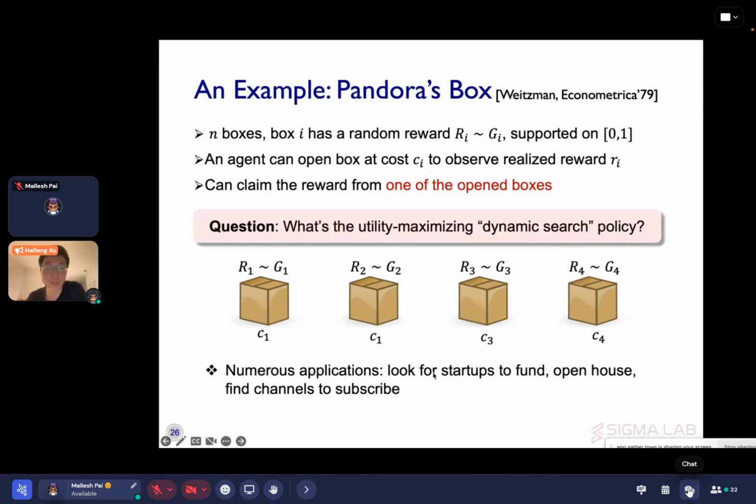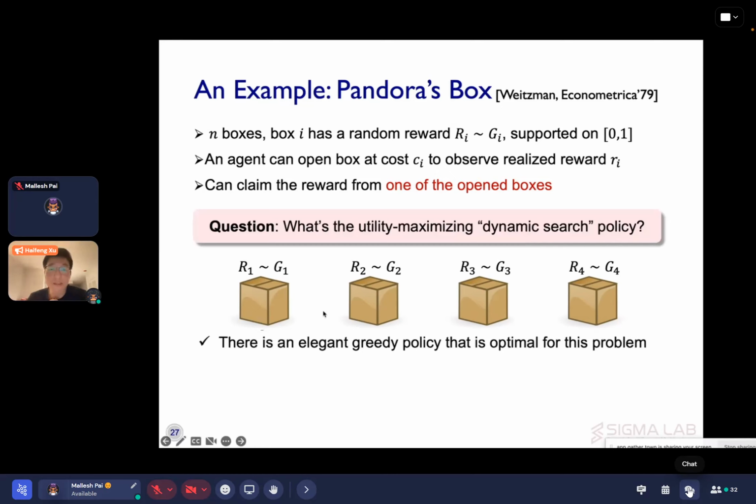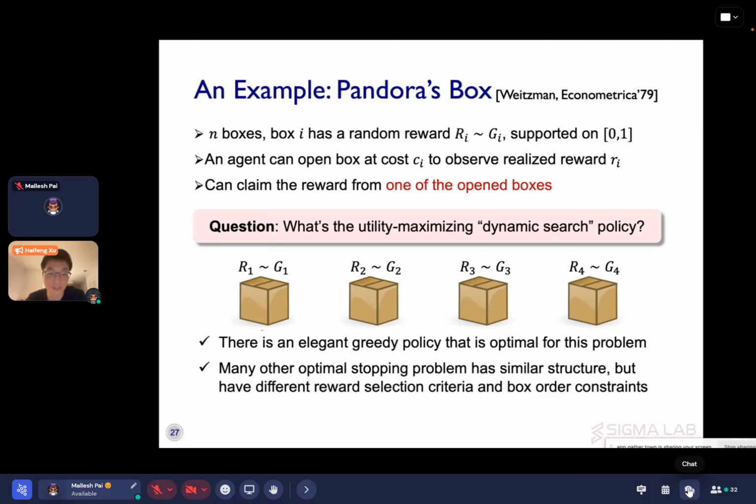The question here is to study what kind of utility-maximizing search policy can maximize your expected utility, that can help you pick the most rewarding box but suffer the minimum cost. I'm not going to describe the details here, and it turns out that there's a really elegant and simple greedy policy that is optimal for this problem. And it's very simple. That's actually the reason I really like it. Simple and non-trivial in some sense.